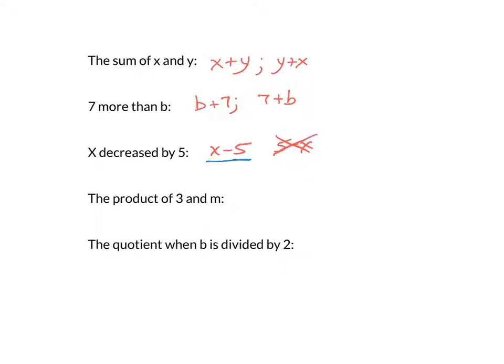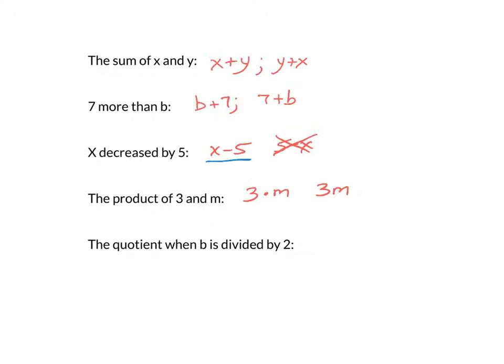The fourth one I have, the product of 3 and m, I could write as 3 times m, and I put a dot there to indicate the multiplication sign, but you would not see it written that way. Instead, you would just see it written 3m, because if there is no sign between a number and a variable, or even just between two variables, it's understood to be multiplication. So you're going to see that written in the book as just 3m.